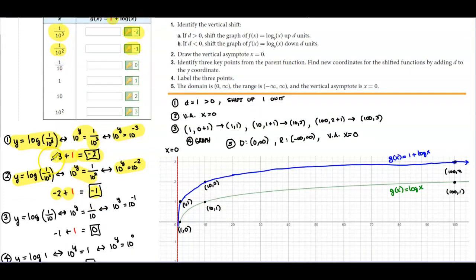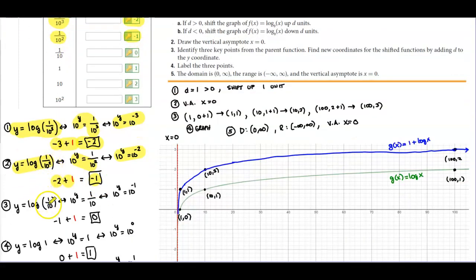Okay, next, we're going to input 1 over 10. So we have y, which is equal to the log of 1 over 10. Rewriting that in exponential form is 10 to the y power, which is equal to 1 over 10. And then writing them with the same bases, we get 10 to the y, which is equal to 10 to the negative 1. So we get negative 1. And then again, add that 1 to give us 0. And therefore, there's our ordered pair.